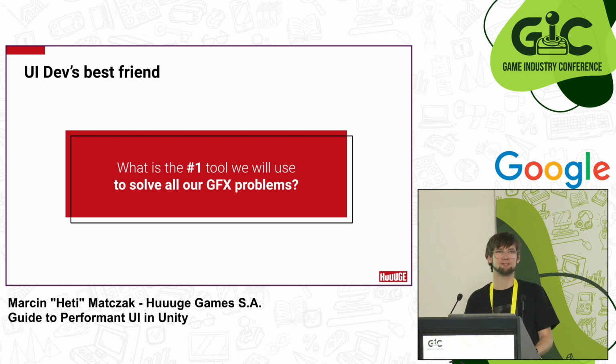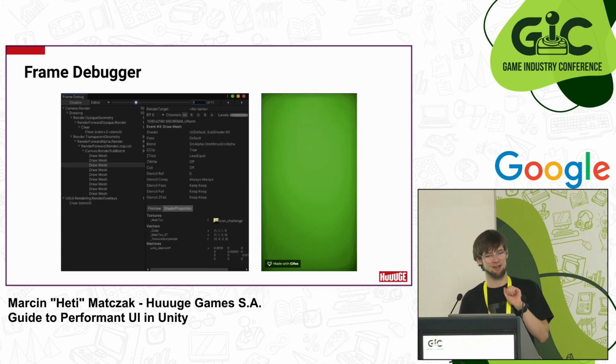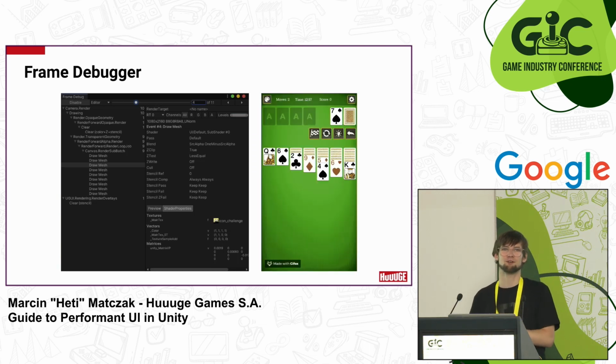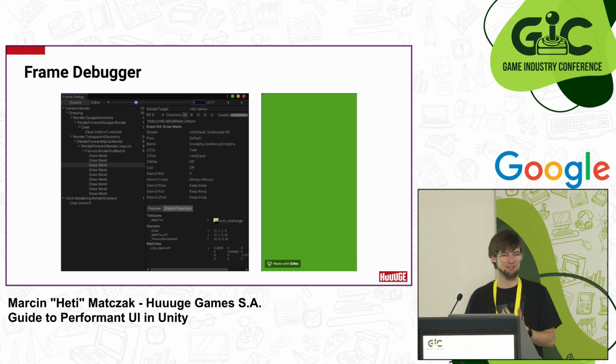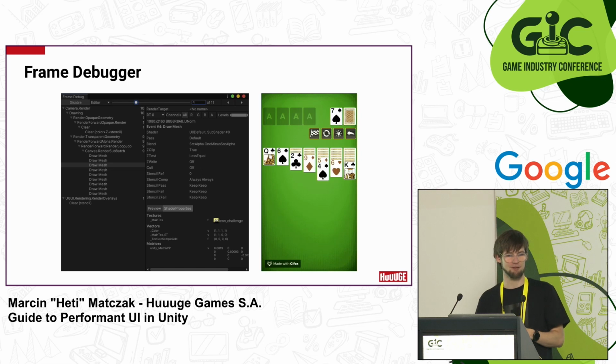With my favorite tool. If I would ask you what is the number one tool that we can use to solve all our graphical optimization problems, you would probably say that it's the profiler. No, it's the most underestimated tool in Unity. It's called Frame Debugger because it shows you what your GPU is rendering to produce a given frame, draw call by draw call.